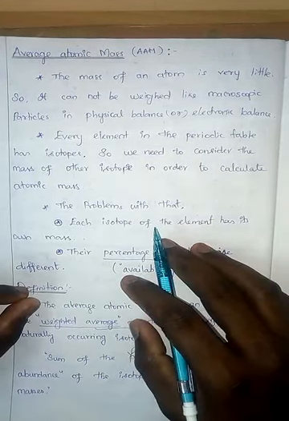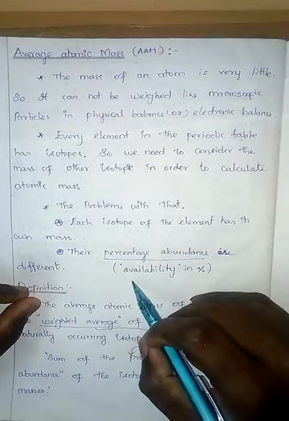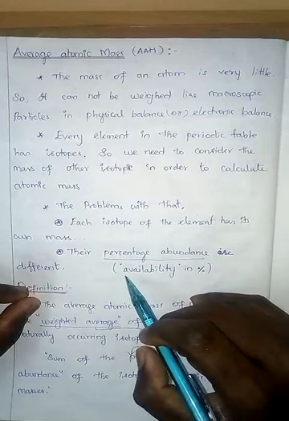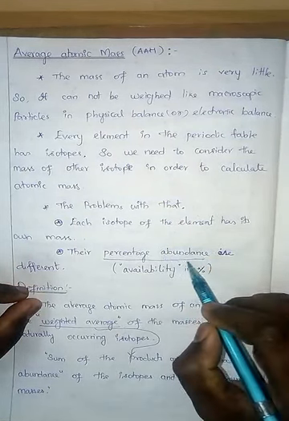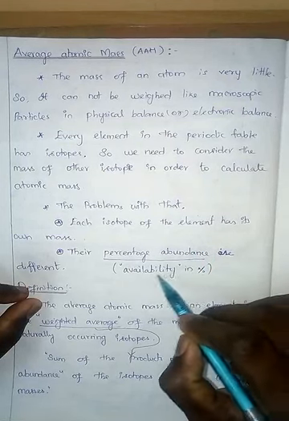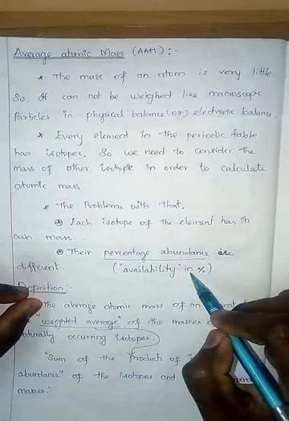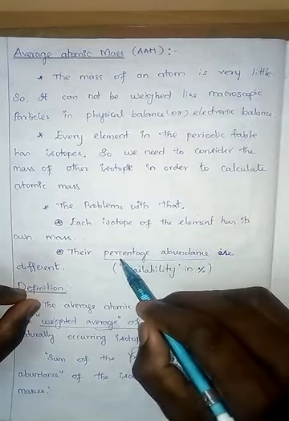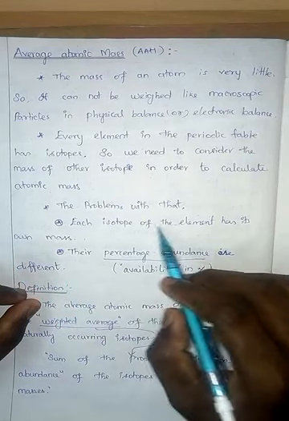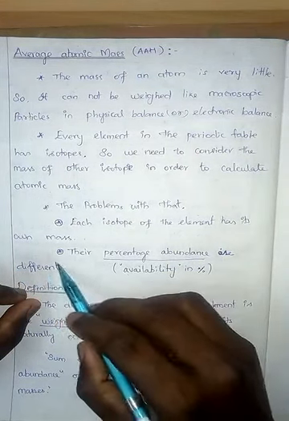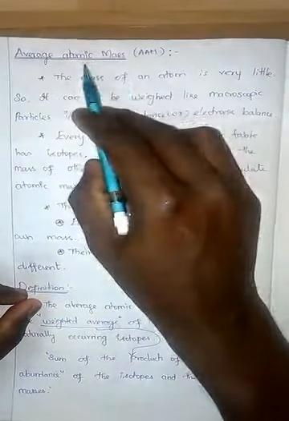What is the first one? Each isotope of an element has its own mass, right? And then there is percentage abundance. This is a very new word. Abundance means availability. So it is percentage abundance, the availability in the earth crust in percent. The percentage abundance is also different. So they have different masses and also different percentage abundances. So we need to consider this in order to calculate the average atomic mass.